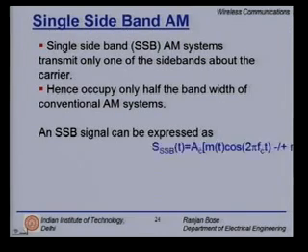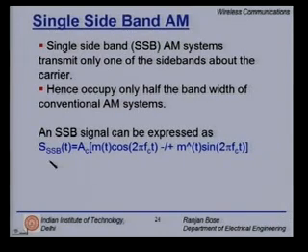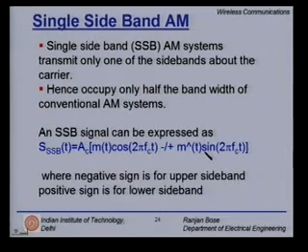An SSB signal can be expressed as follows: S SSB in time domain is A_c m(t) cosine 2 pi f_c t plus minus m hat(t) sine 2 pi f_c t. What is this m hat? M hat we will talk about later, will be given by one of the Hilbert transforms. The plus and the minus sign cater to whether it is an upper sideband or lower sideband. Plus will be the upper sideband, whereas minus will be the lower sideband. So, in this method you have a single sideband AM signal.